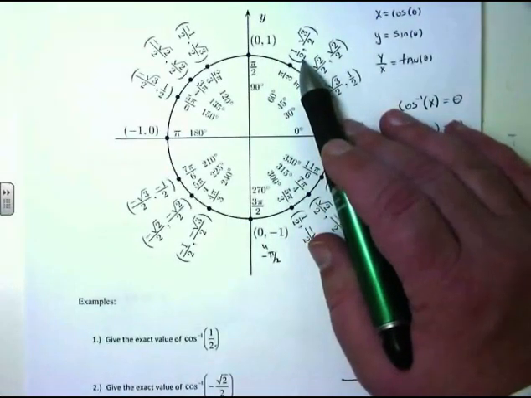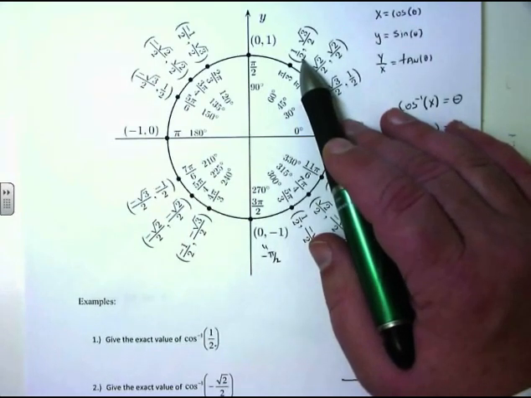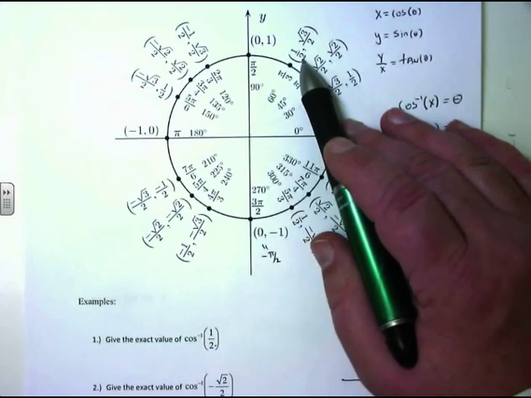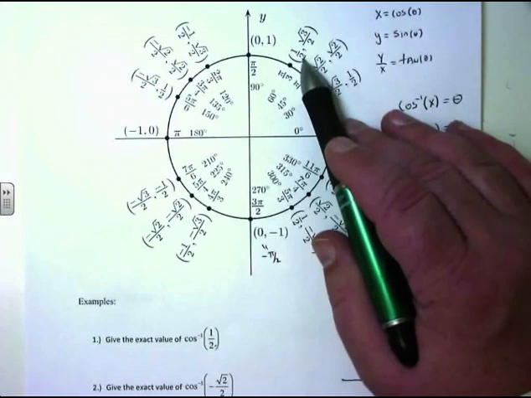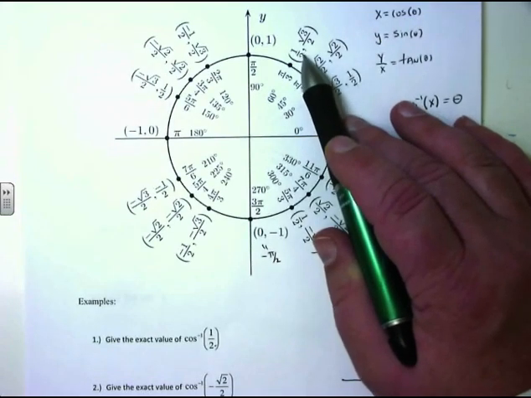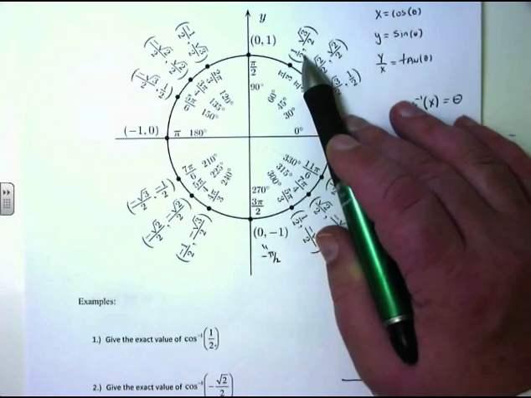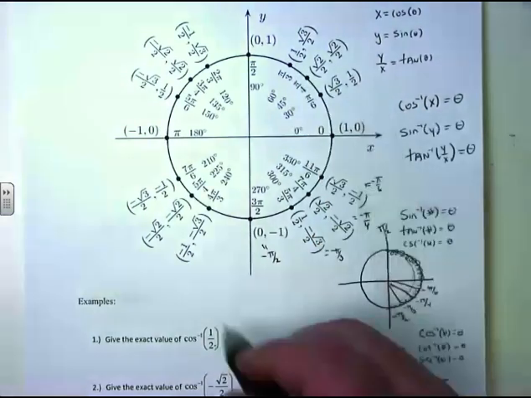X-coordinate is 1/2. And remember, when you're asked about an inverse trig function, cosine inverse, sine inverse, tangent inverse, secant inverse, cosecant inverse, cotangent inverse, the answer is the angle. And we're typically doing our stuff in radians because we're in science class. We do it in radians. So the cosine inverse of 1/2 is pi thirds.